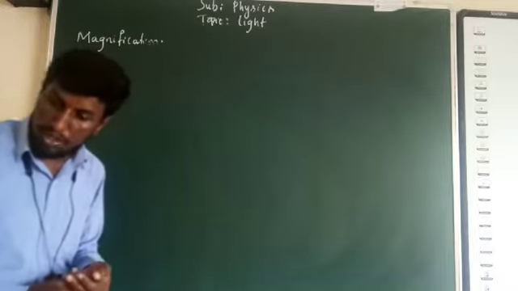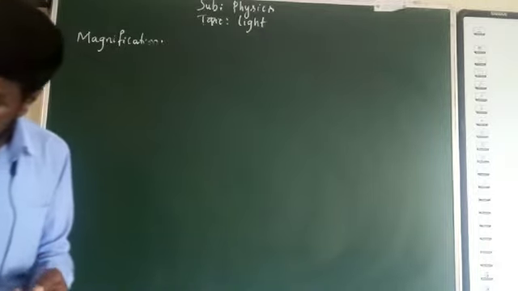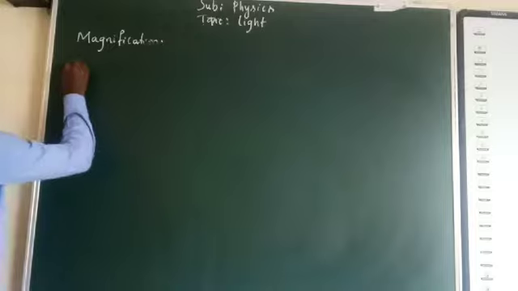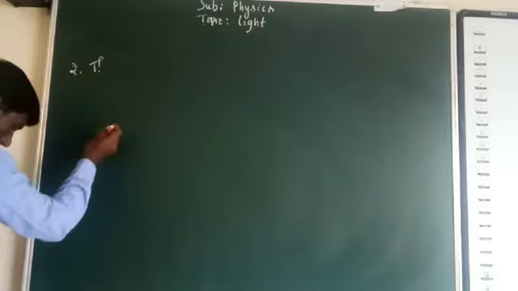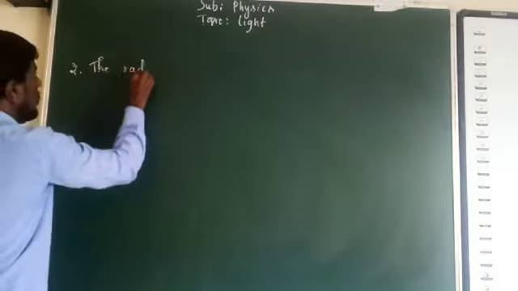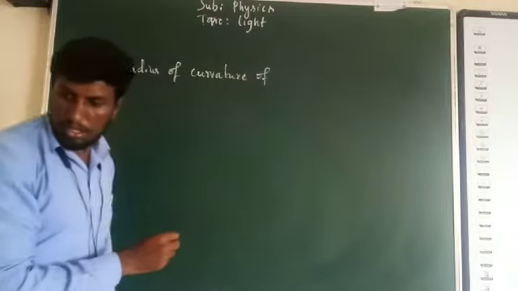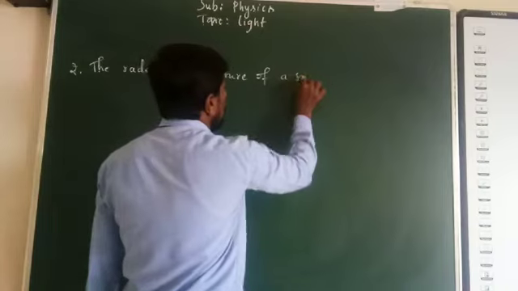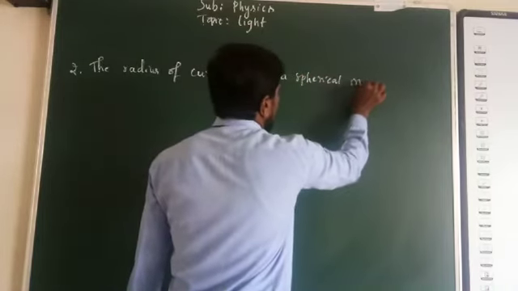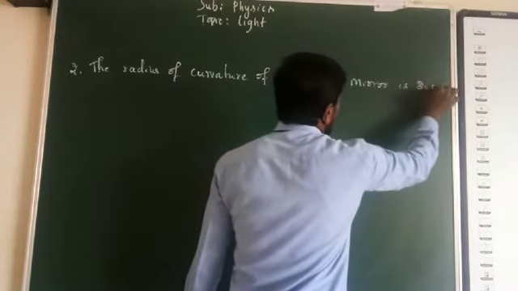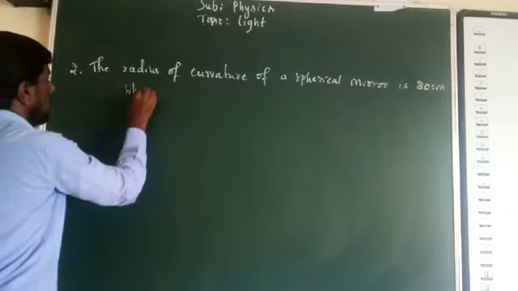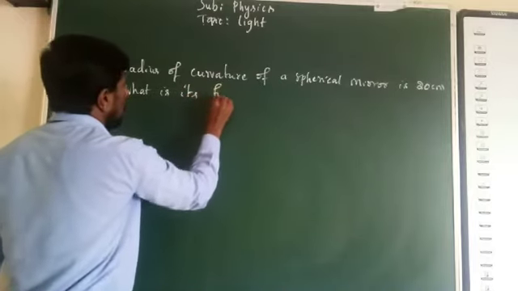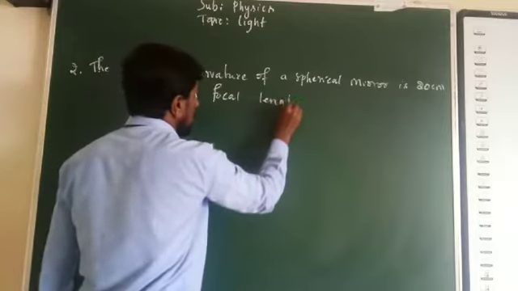So the second question: the radius of curvature of a spherical mirror is 20 centimeter. What is its focal length?